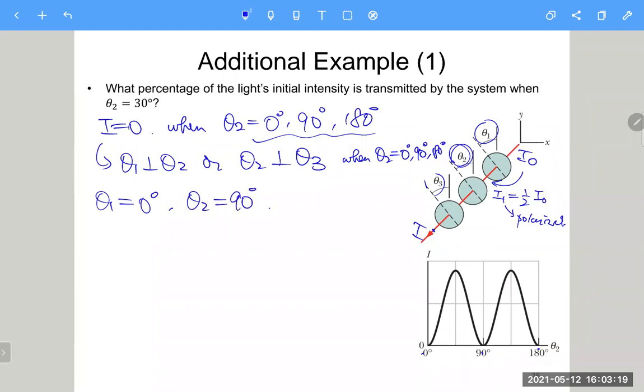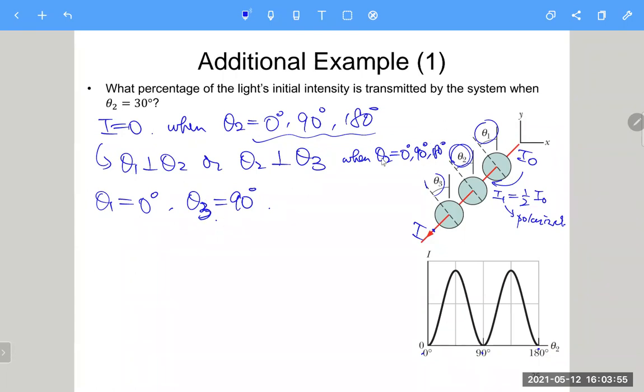Of course, you can just make it like 90 degree, 180 degree, but so this should be theta 3. Because for this case, theta 1 is 0 degree. In this case, when theta 2 is 0, then theta 1 and theta 2 are not perpendicular to each other. However, theta 2 and theta 3 will be perpendicular to each other. And when theta 2 is 90 degree, it is perpendicular to theta 1, but not theta 3. So it will still satisfy this condition.